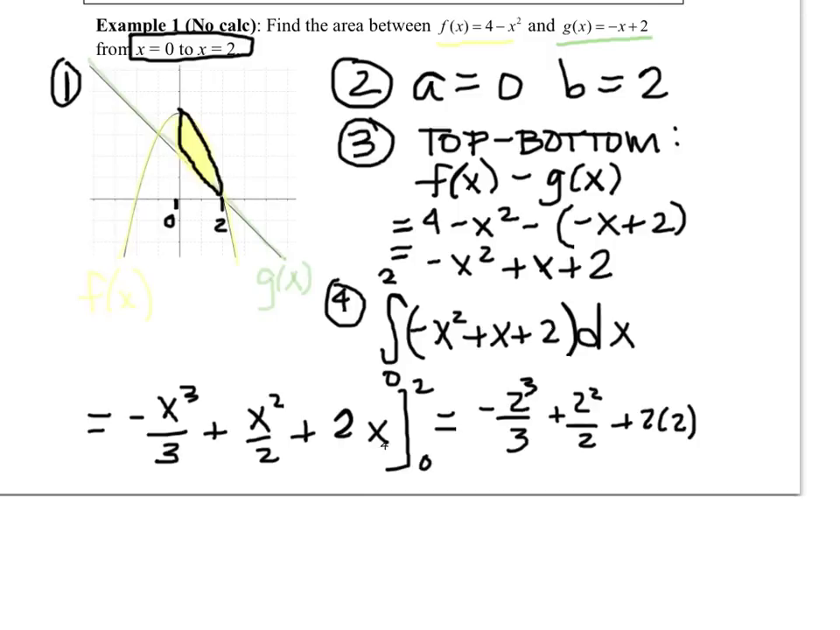Okay, for this one it ends up really nicely because when you plug in your bottom bound of 0, you're going to be subtracting 0, so that works out well. It's going to be negative 8 thirds plus 4 halves plus 4. Okay, and however you want to simplify this, you will get all the way down to 10/3.